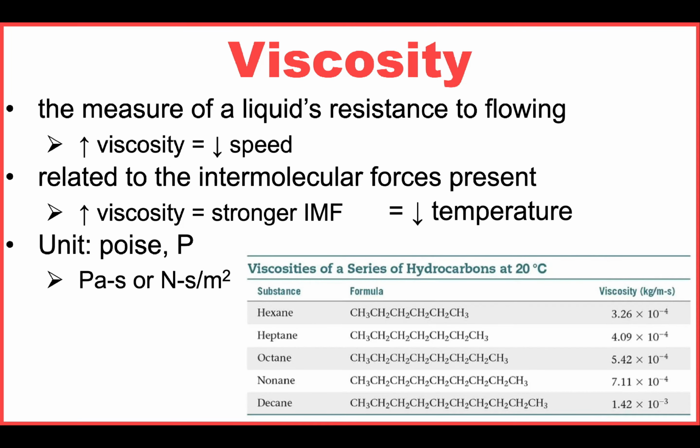This table shows the viscosities of a series of hydrocarbons. We have hexane, heptane, octane, nonane, and decane. If you notice, as you increase the number of carbon atoms, the viscosities increase, right? Because you have a bigger or longer molecule, so you have higher surface area, thus increasing the IMF. And again, IMF is directly proportional to viscosity, so higher viscosity.